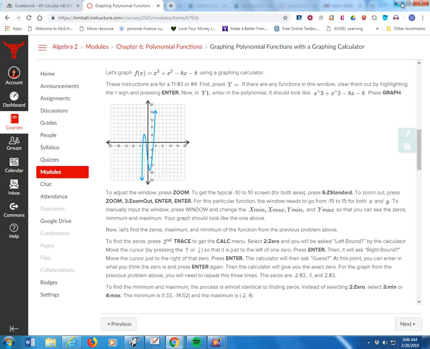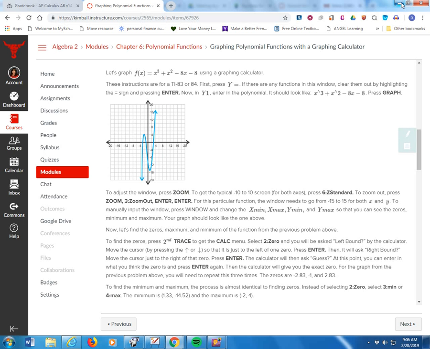So let's find the minimum. We go second, calc. We go down to minimum. We go until it's just before the minimum. Hit enter. Scroll till it's after the minimum. Enter. Guess. Yes. 1.3, so 4/3. And then negative 14.51852. So my minimum happens at negative 14.51852.